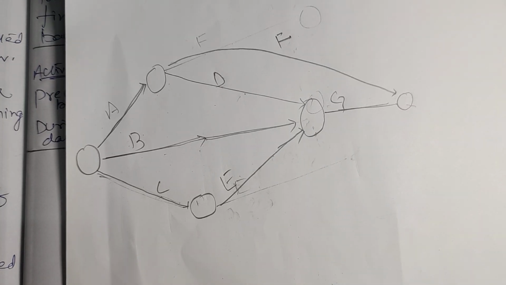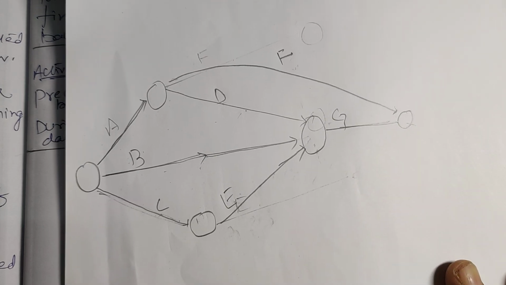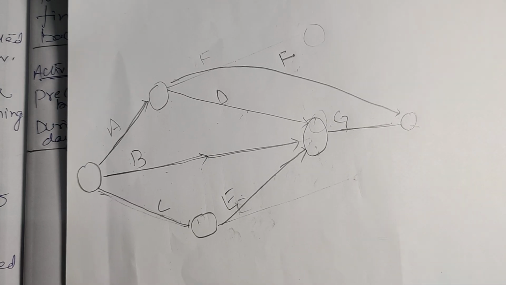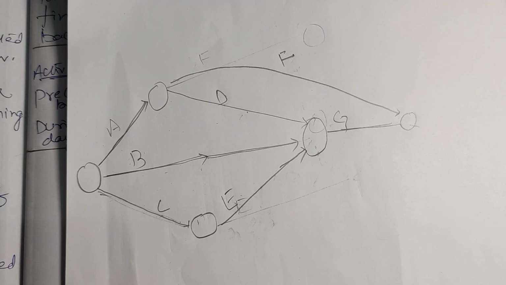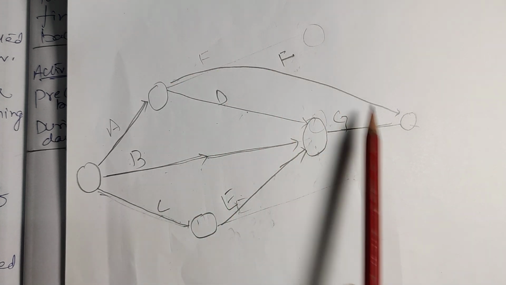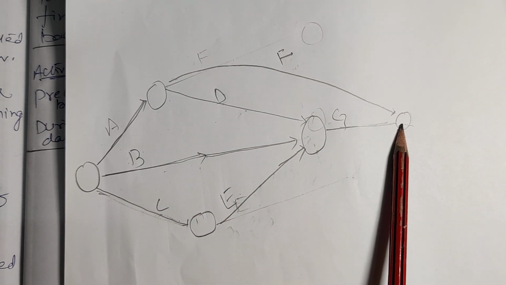Now sir, after this, look at this activity F. Once activity F is completed, there is no other activity for whom F is a predecessor. Again I am repeating this point, there is no other activity for whom F is a predecessor. Therefore, F is joined at the terminal node here.